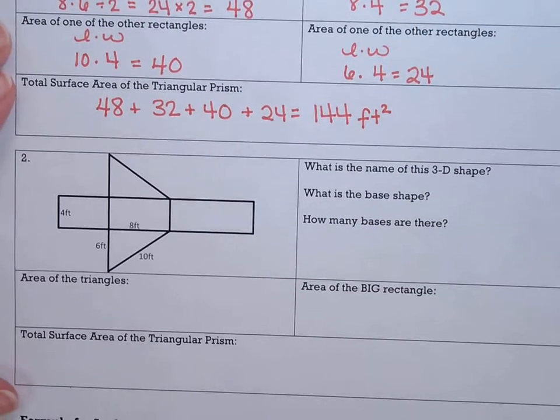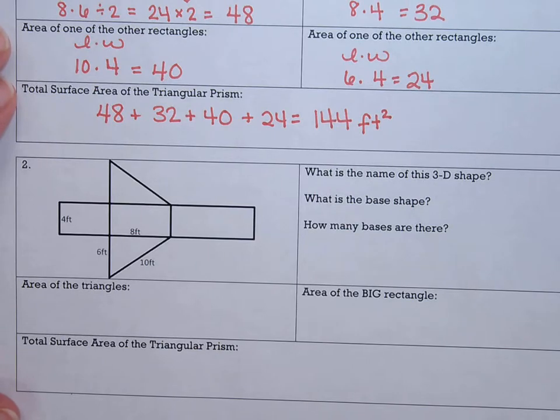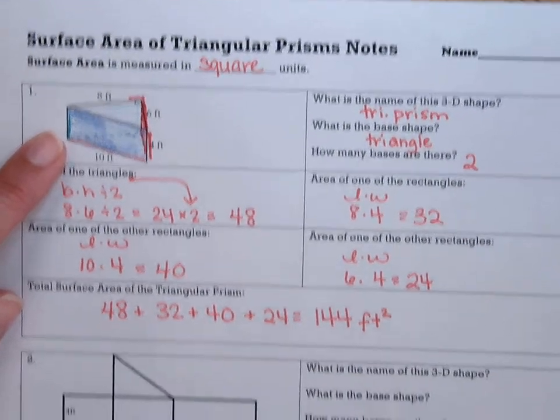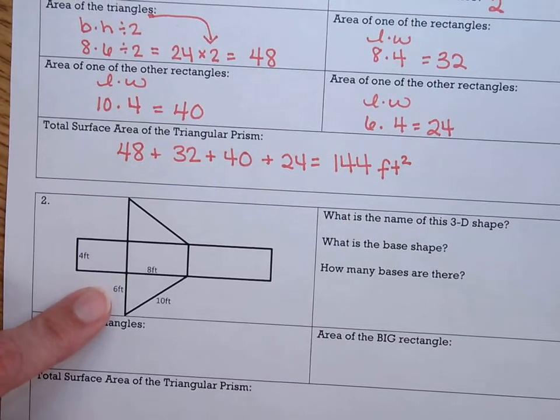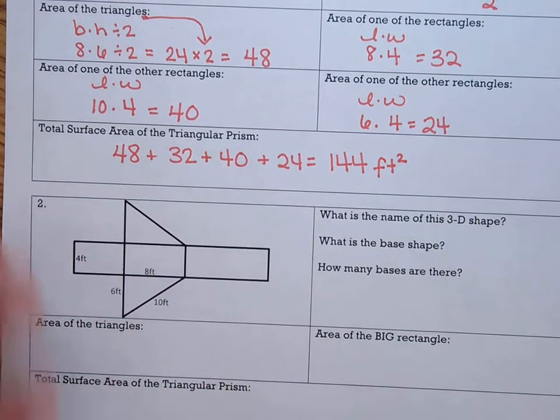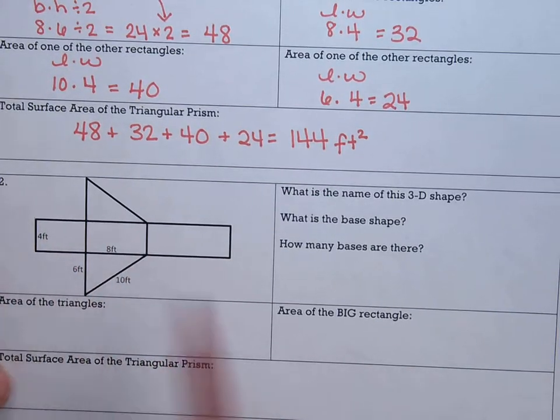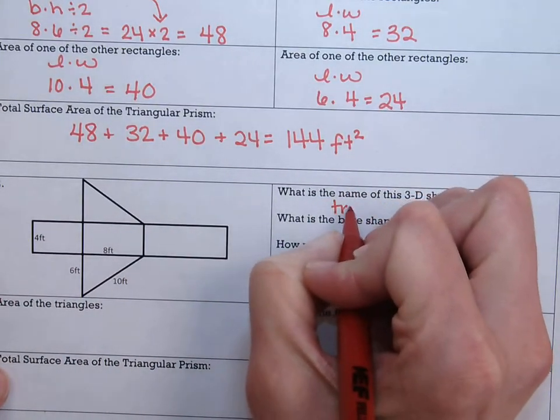So number 2, what I've actually done on number 2 is it's the same thing as number 1, but what I've done is I've taken the net of number 1 and laid it out so that we can kind of see that it's the same thing. So this is the net of the same shape. So it's still going to be a triangular prism.